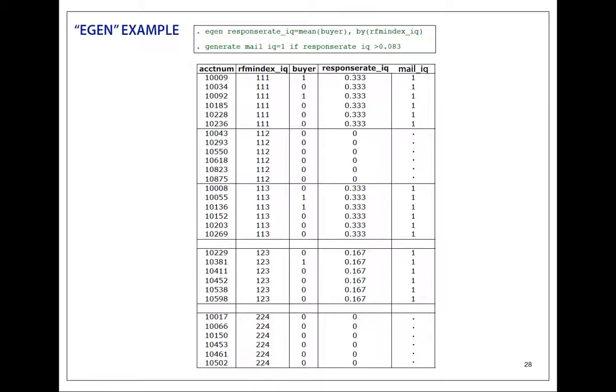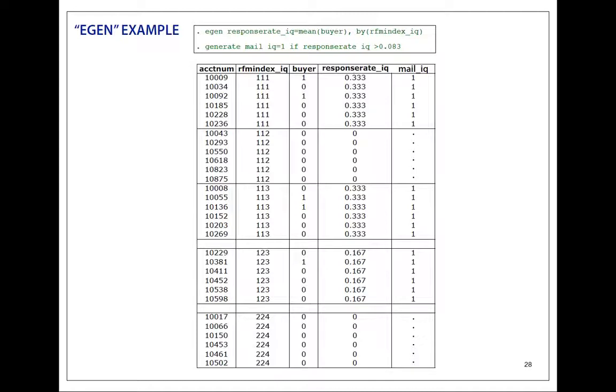So if I were to do targeting, I want to send this offer only to those people who have a response rate greater than 8.3%, the cutoff. How do we generate this in the data? How do we generate this new column that tells us whom we should target and whom we should not target?